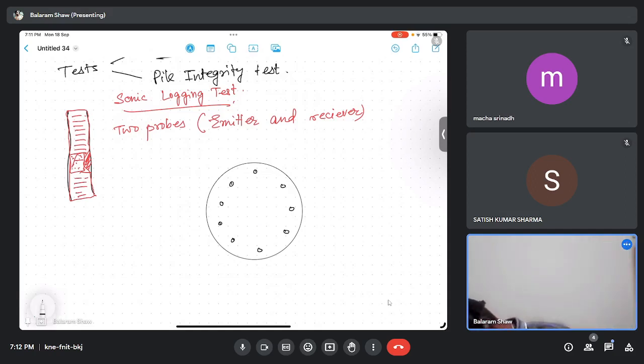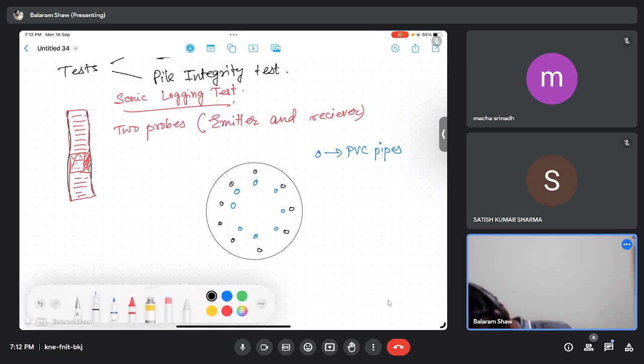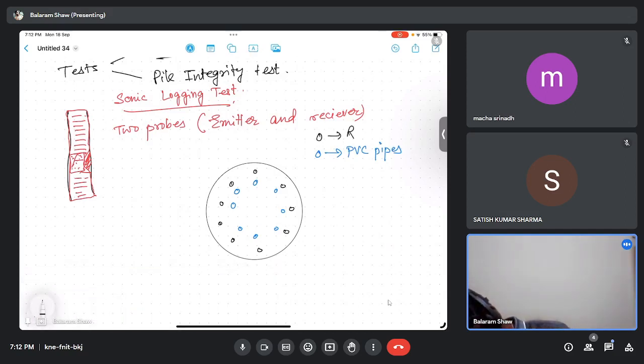I'll change the color. So there will be PVC pipes at 3 inches from the reinforcement. So let us say we have covered this with the PVC pipes. These blue colored things are the PVC pipes or the hollow pipes, and black is the reinforcement.